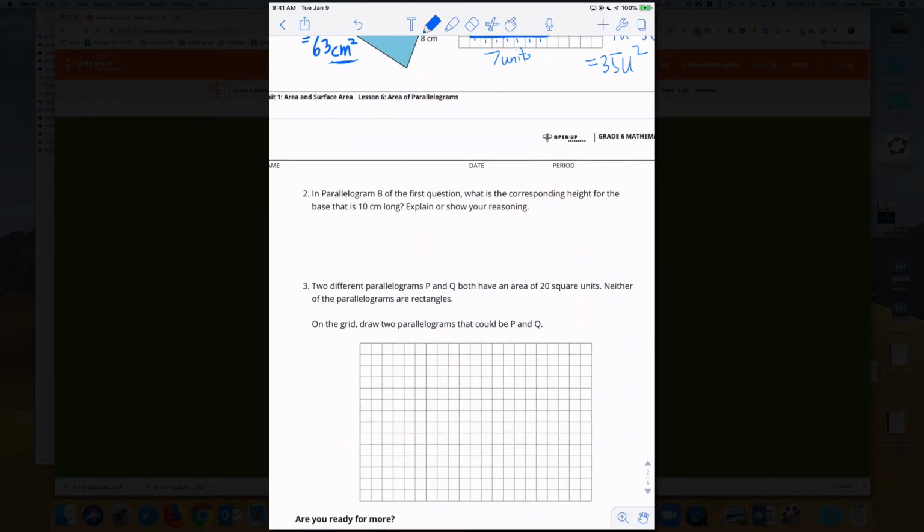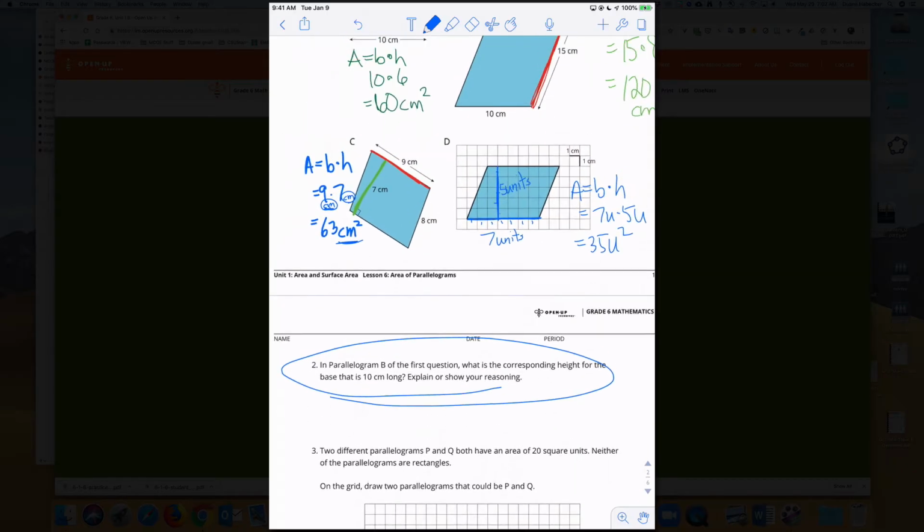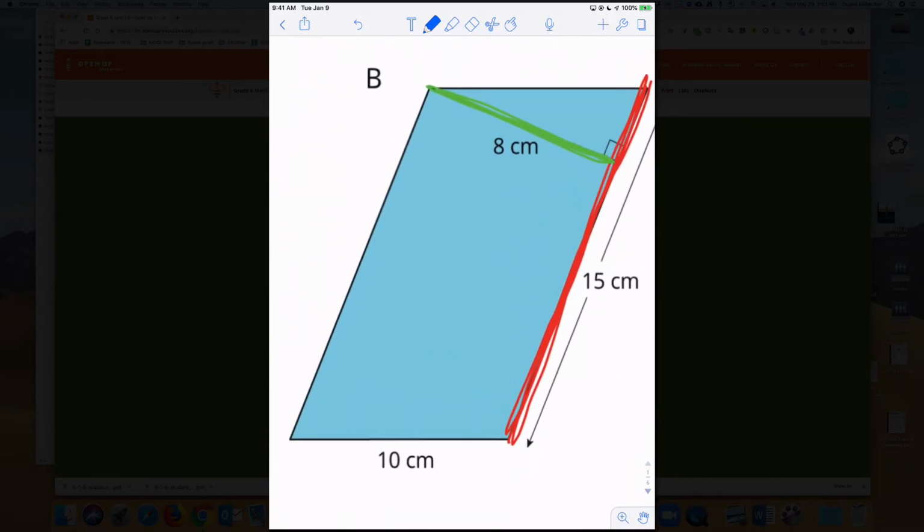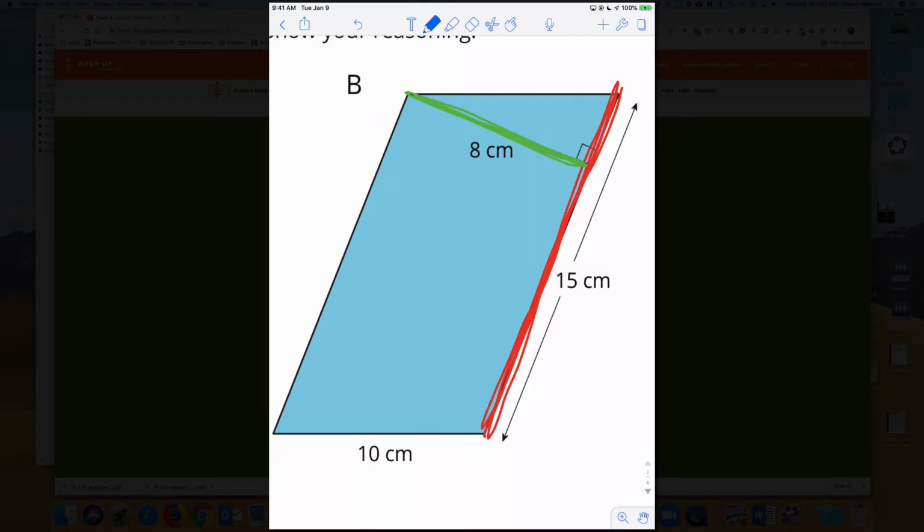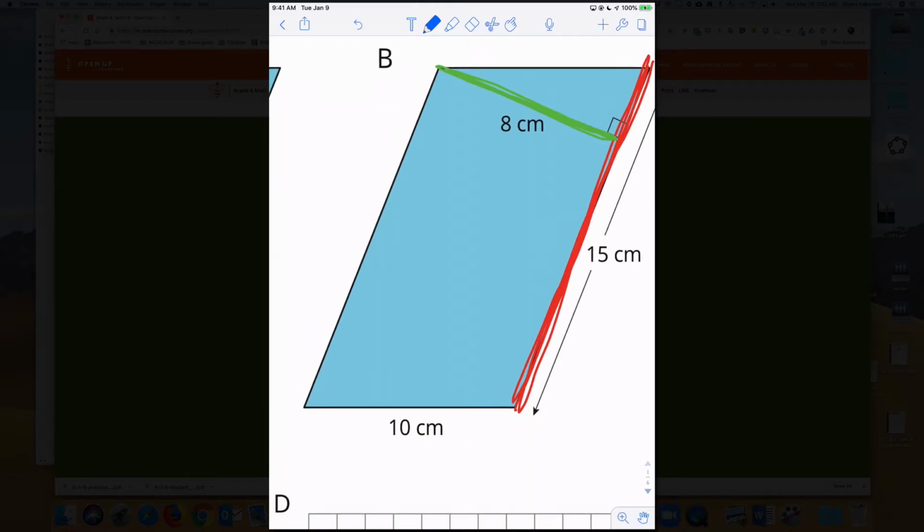So it says, in parallelogram B of the first question, so that previous one we just did, what is the corresponding height for the base that is 10 centimeters long? So we're going to go back up here and, oops, actually it turns out I sort of answered it. They're saying if 10 is the base, what must be the height? Well, we know the height must be perpendicular right here. And right now, we don't know what the height is. They did not give us the height anywhere, right?